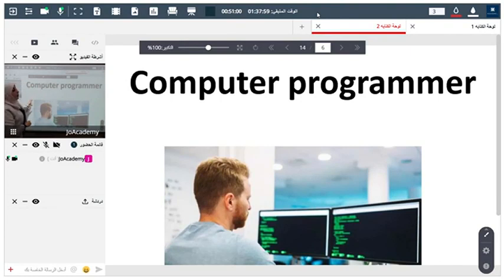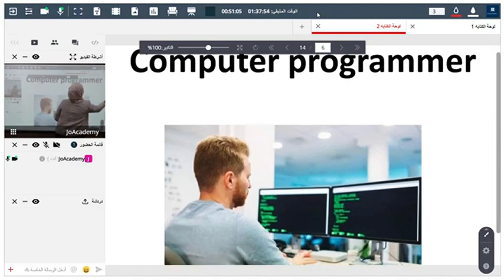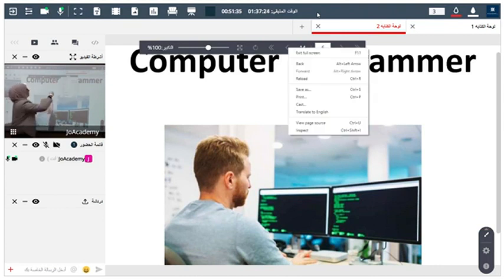The first one is computer programmer. Look at the picture, okay? Computer programmer means a person who makes or prepares programs for the computer. So a programmer is a person who designs certain programs for computers. Now, the next word.